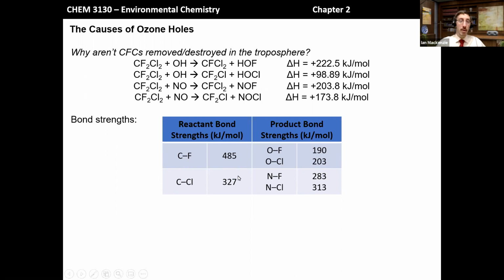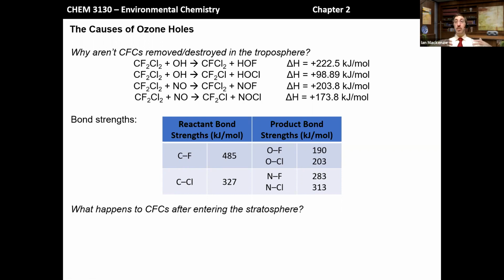And we see the same thing occurring if we compare the NF or NCl bonds to the CF and CCl bonds. Those are significantly weaker, perhaps not the NCl bond versus the CCl bond in that particular case, but still it's an uphill reaction in both cases. So that's why CFCs aren't removed. There's no tropospheric sink for these compounds to decompose them in any way and bring them out of the atmosphere.